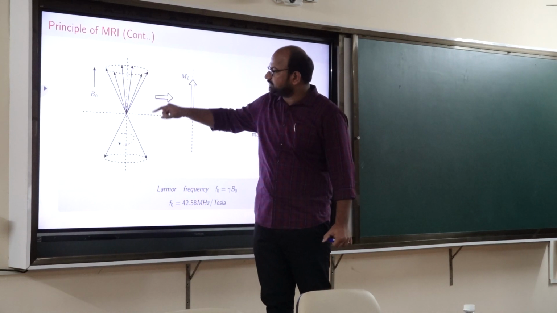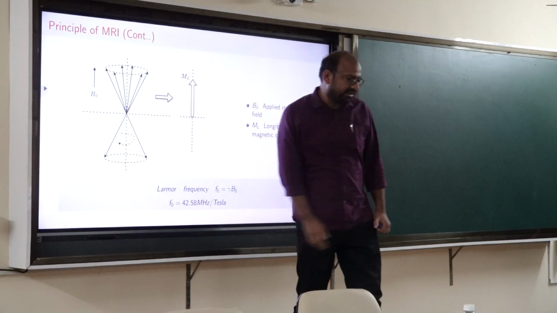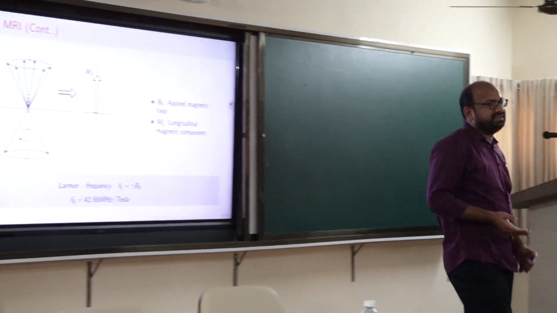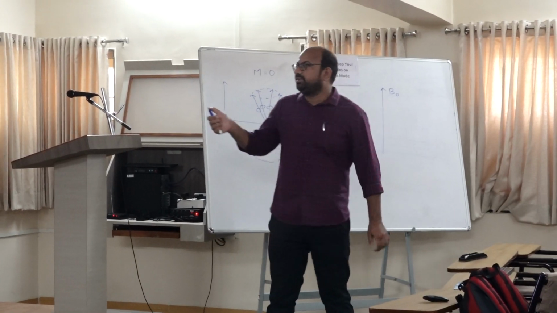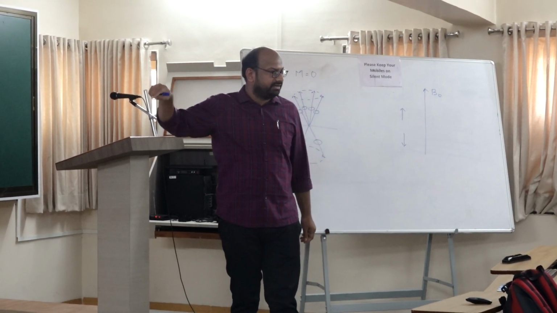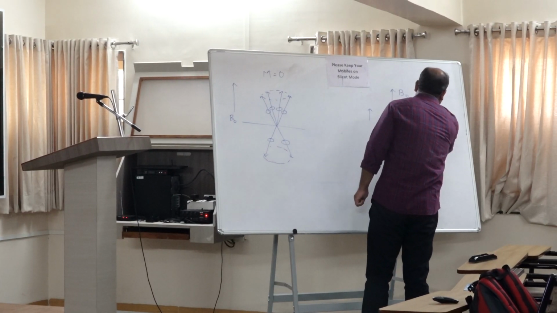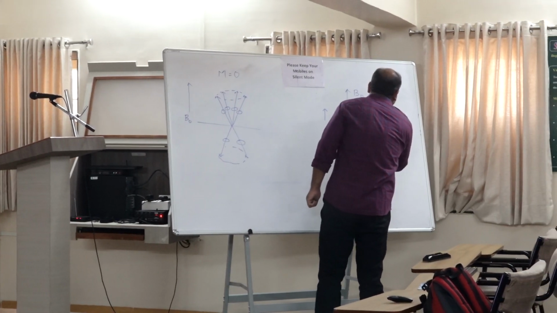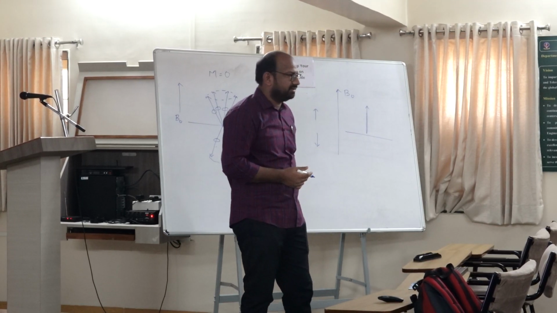So north, south, north, south. Okay. Now there are more in number, less in number, right? And that's why if you see a net magnetic moment, that will be in the direction of applied magnetic field, right? So whatever ML we are talking about here, this ML is the net magnetic moment, which is of course in the direction of applied magnetic field, right?